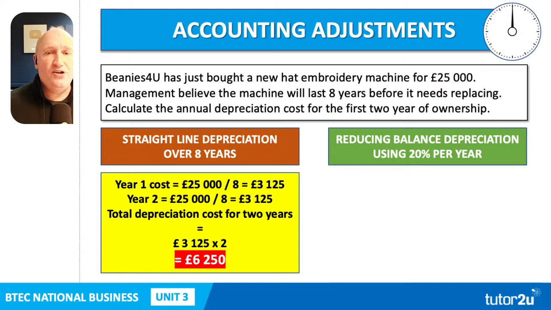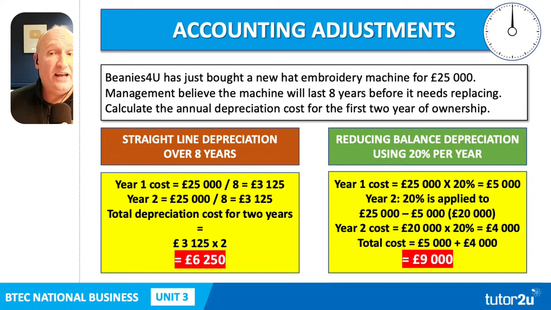You start with £25,000 again. However, each year you apply the percentage to what's left. Now, at the start of year one, what's left is £25,000, isn't it? Because that's what we started with. So we reduce that by 20%. In other words, our depreciation cost in year one is £5,000. However, the fact that we've now got rid of £5,000 means that at the start of year two, we've only got an asset that is worth £20,000. So we apply our 20% to £20,000. So our depreciation is going to be less, isn't it? 20% is £4,000. So in other words, our total cost over 2 years is £9,000. There we go. That is how you do reducing balance.